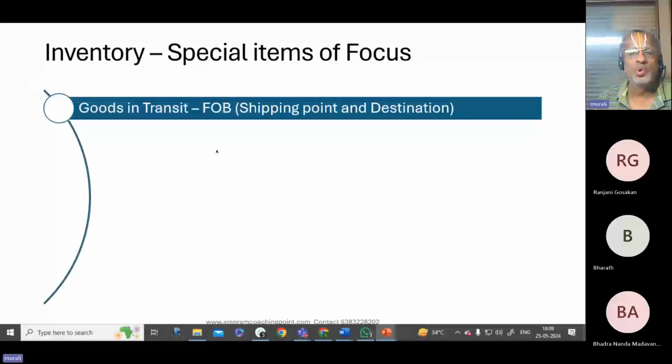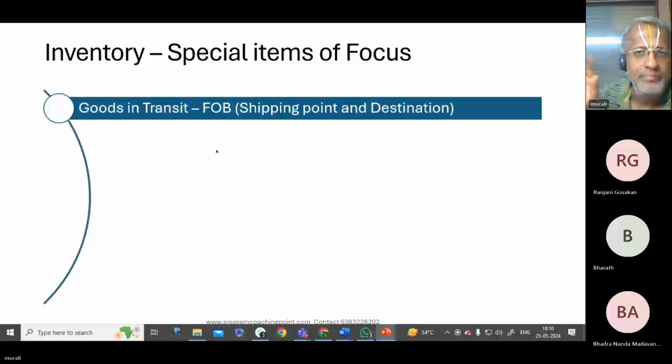We would like to know whether goods in transit will be taken up in whose books, whose responsibility the inventory would be. When you have goods in transit, quite naturally the vendor will try to finish off the sale at the point of his factory or depot. The responsibility of taking delivery will normally rest with the buyer. But that is a general statement.